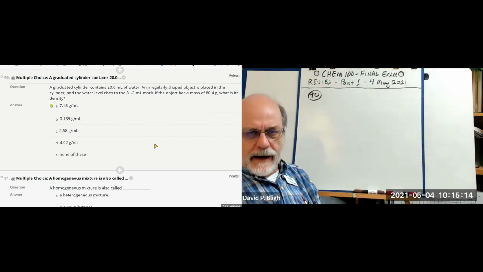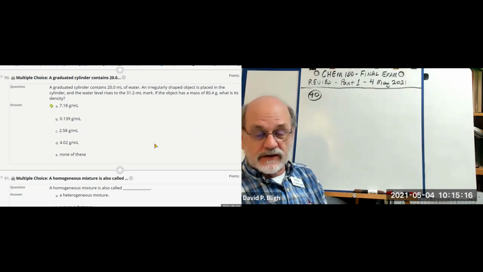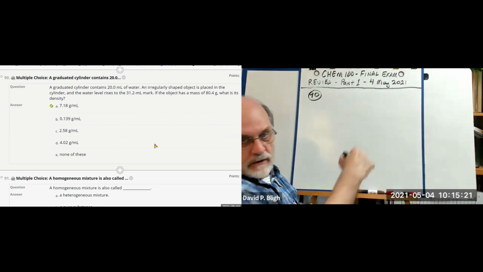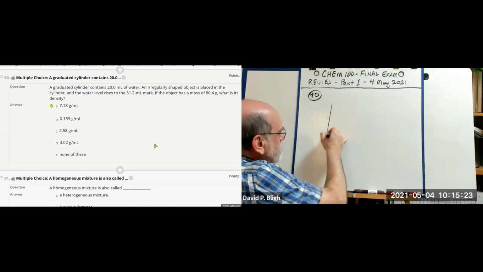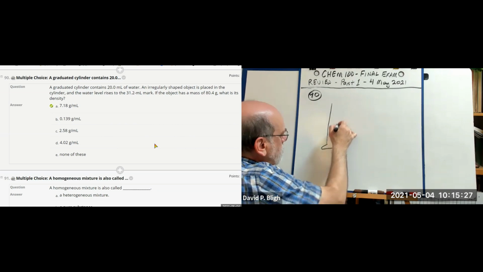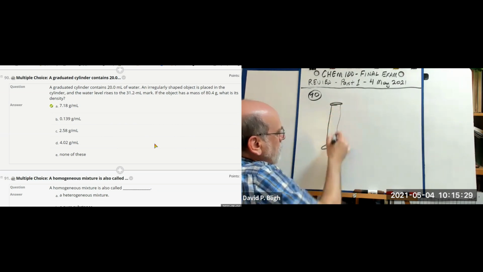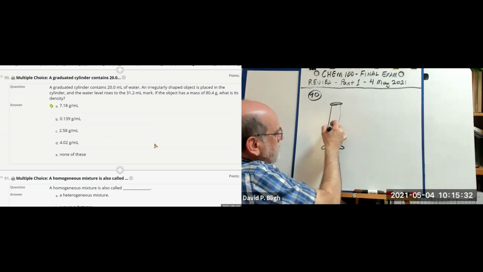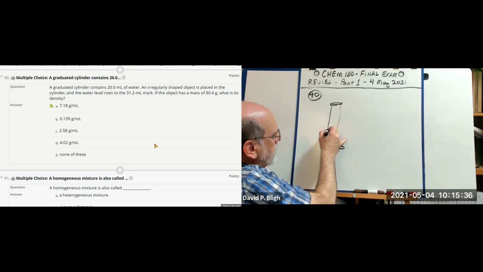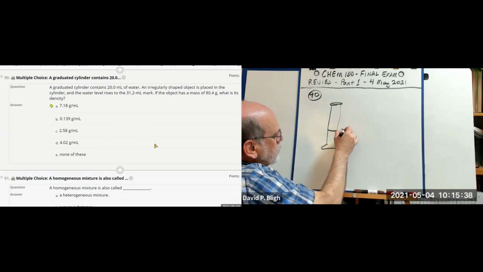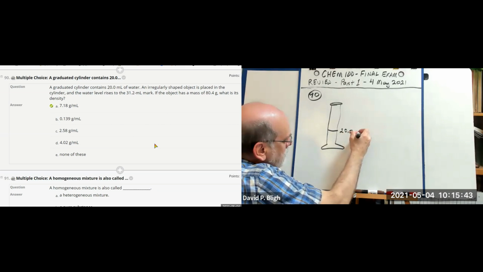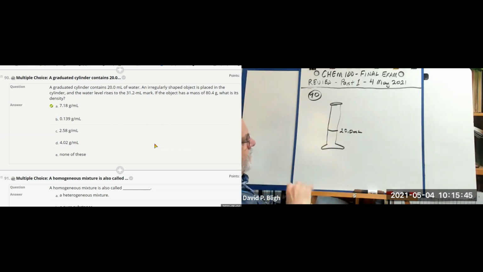Okay. A graduated cylinder contains 20 milliliters of water. Sometimes it helps to draw a picture. Graduated cylinder contains, let's say, if this is a 50 milliliter, it would be about right here, right? 20.0 milliliters of water. Okay?